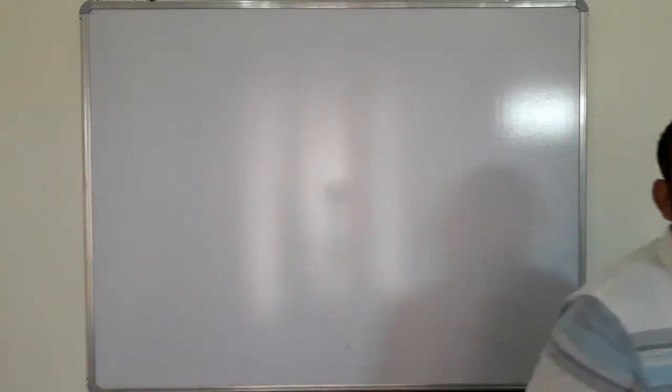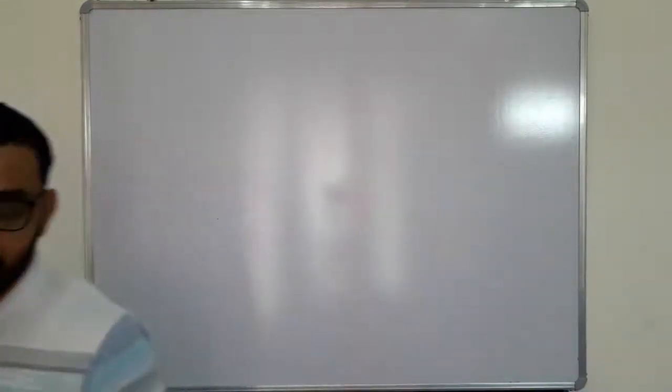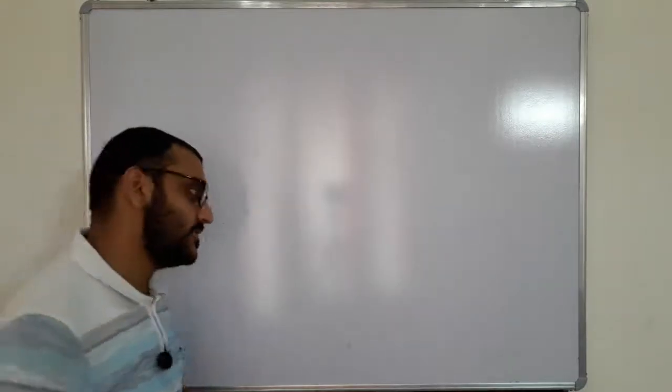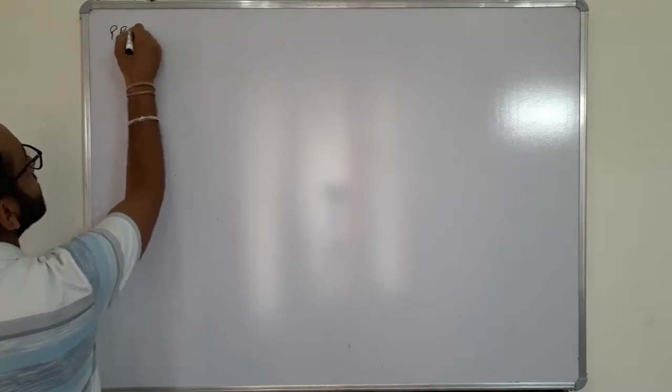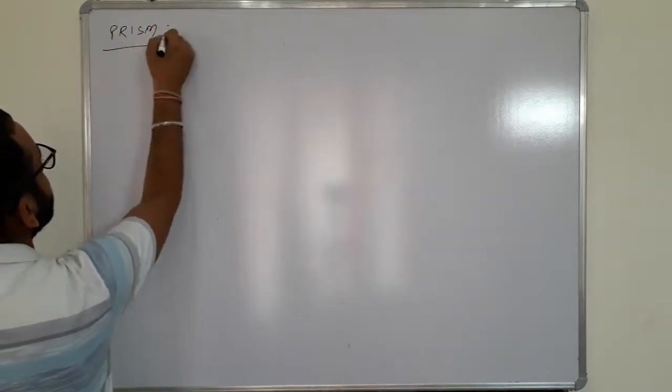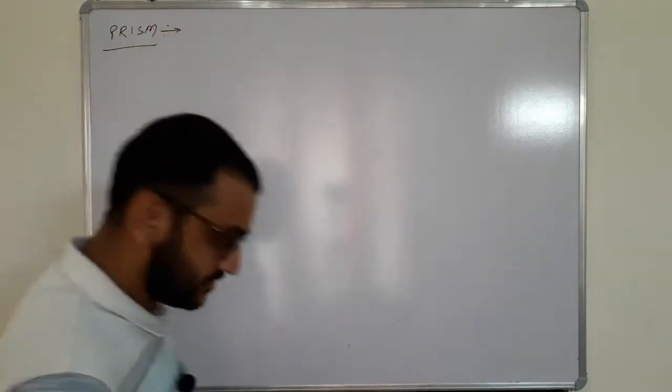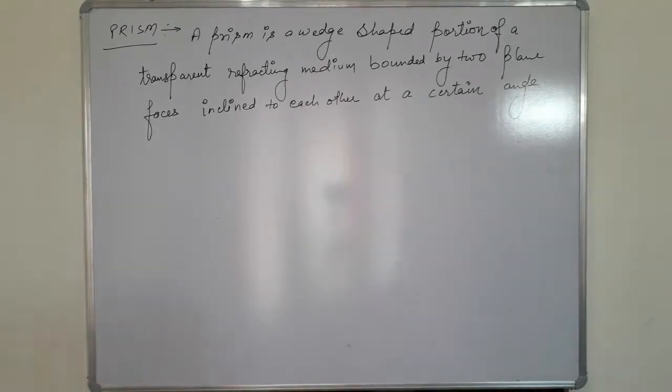So let's move to the next part, about refraction through a prism. Till now we have discussed lenses, the thin lens formula, the lens maker formula, and refraction through spherical surfaces. Now the next topic is refraction through a prism. So what is a prism actually?